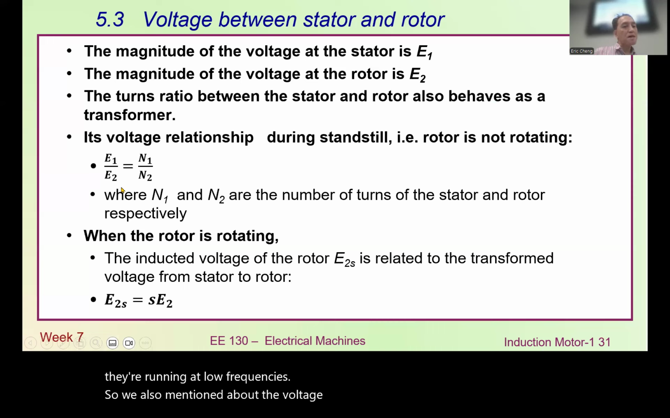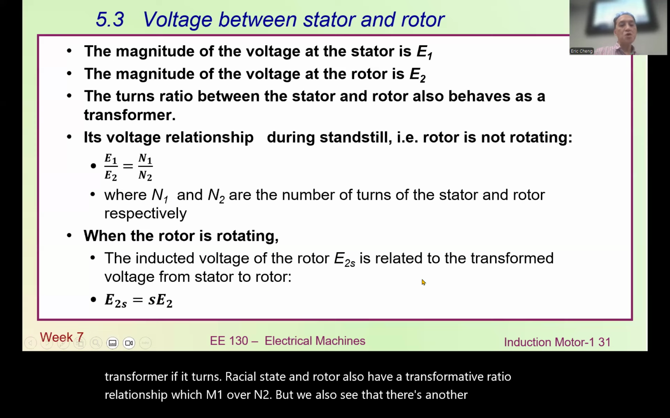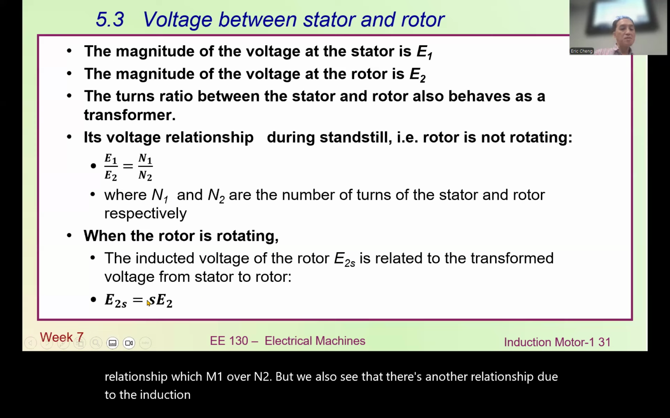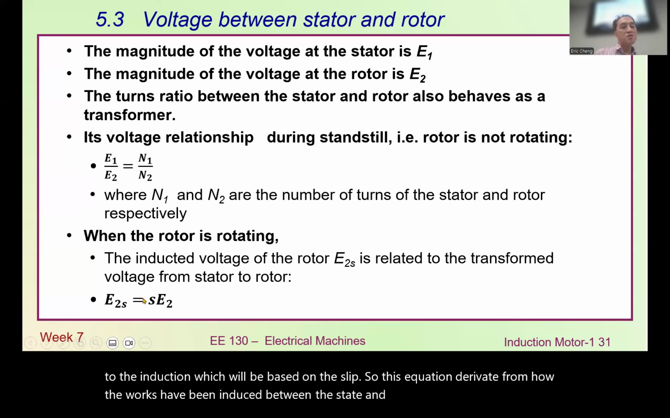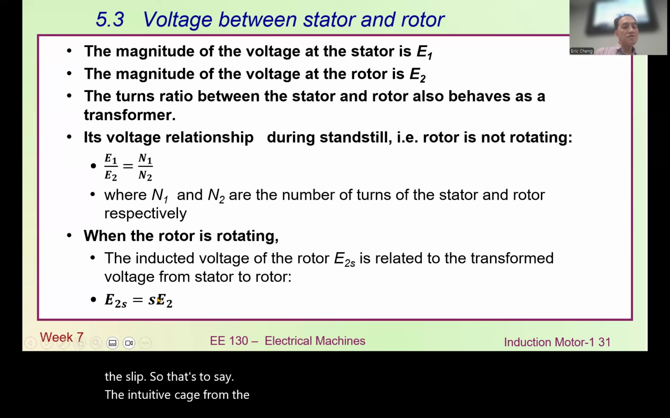The voltage is mainly similar to a transformer, equal to the turns ratio. Stator and rotor also have a transformer turns ratio relationship, which is N1 over N2. But we also see that there's another relationship due to the induction, which will be based on the slip. This equation is derived from how the voltage is induced between the stator and rotor, and that's a relationship of the slip. So that's to say the induced voltage from the stator to the rotor has a slip ratio.